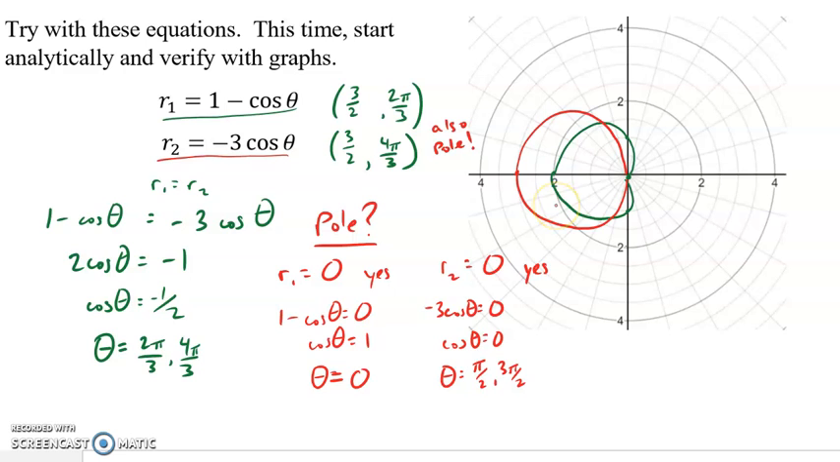So we can see that there are, in fact, 3 points of intersection. The 2 that we found by setting R1 equal to R2, which is theta equals 2 pi over 3 and theta equals 4 pi over 3. But also we get this other one at the pole, because they both touch the pole just at different points in time, or different theta values if you want to think about it that way. Alrighty, cool. So that's a quick little review of some pre-calculus polar graphs.